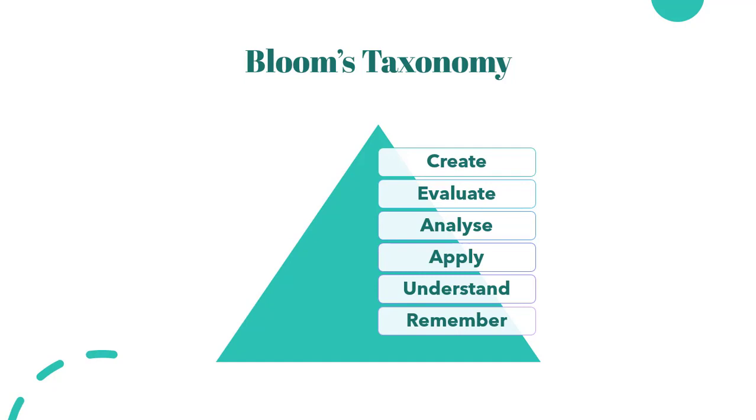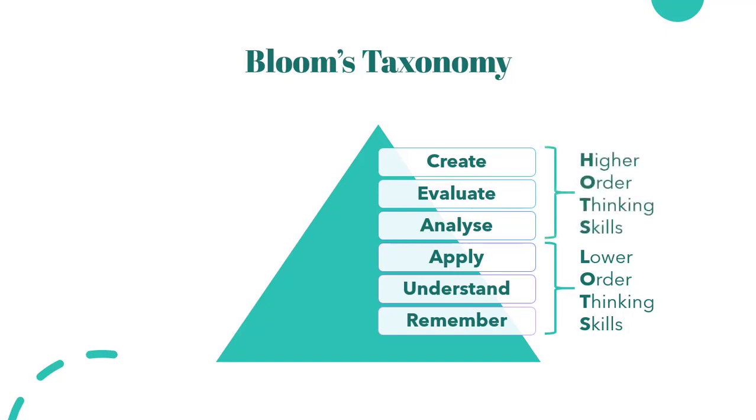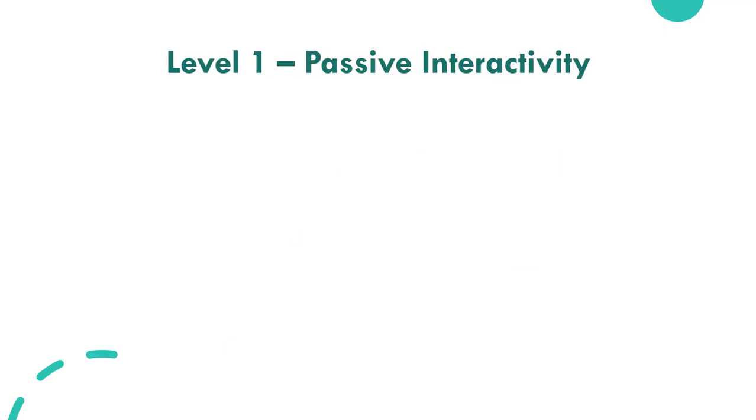These 6 skills can be further divided into 2 groups: lower order thinking skills, which includes the lower 3 levels, and the second one is higher order thinking skills, which includes the highest 3 levels. Let me explain the first level of interactivity, which is known as passive interactivity.